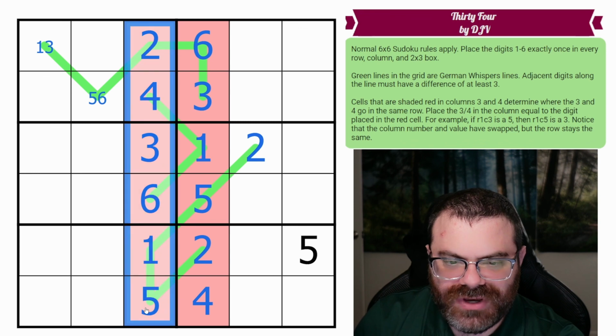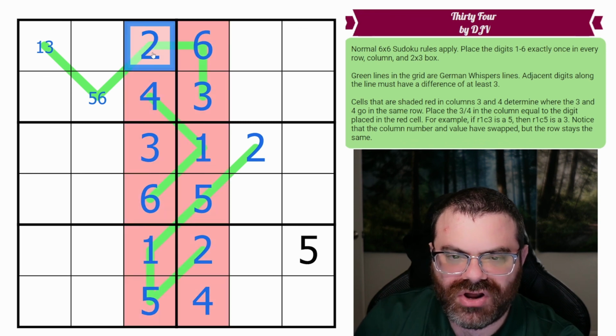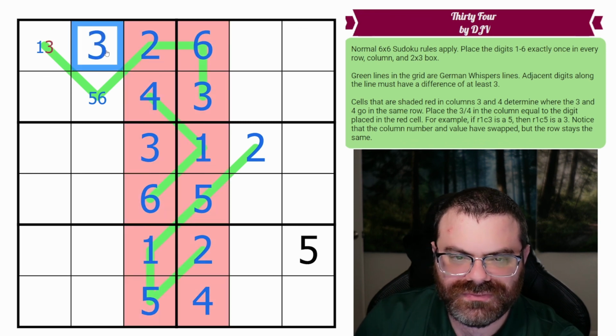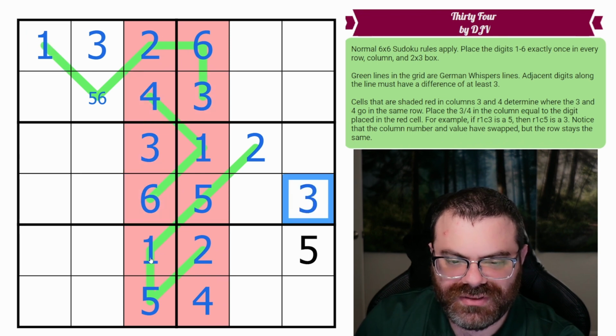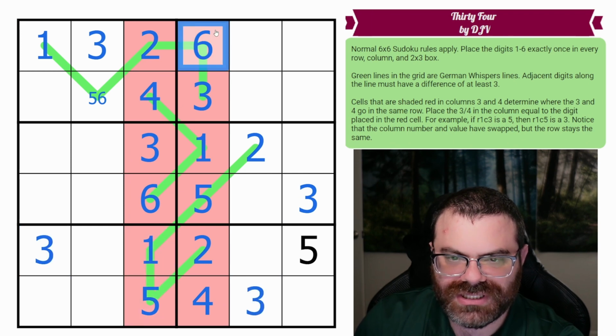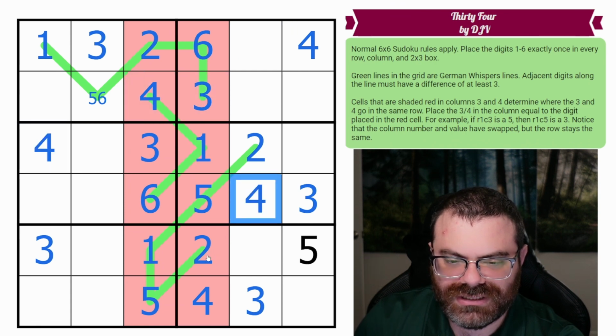All right, so we have these columns done. So we should be able to place all the 3s and all the 4s. So this 2 puts a 3 here. That's a 1. This 4 puts a 3 there. We have that. 3 is self-referenced. 6 puts a 3 there. 1 puts a 3 there. And 5 puts a 3 there. And we can place all the 4s. That's a 4. We have the 4. That's a 4. That's a 4. 2 puts a 4 there. And we have the self-referenced 4.